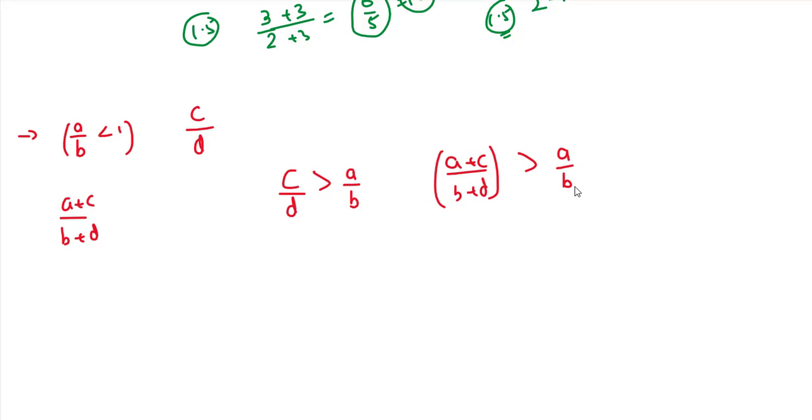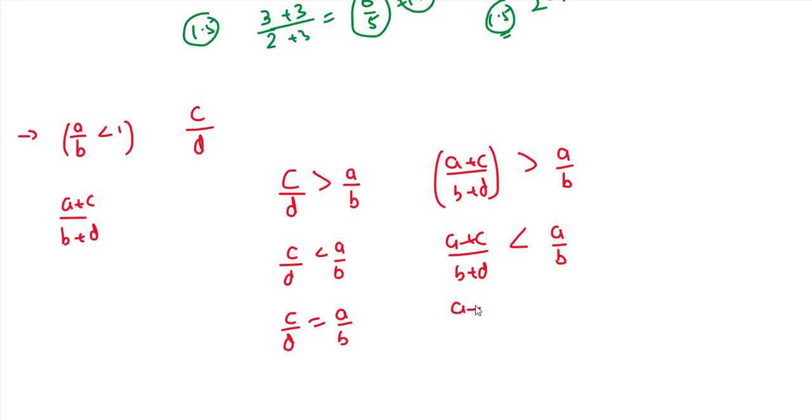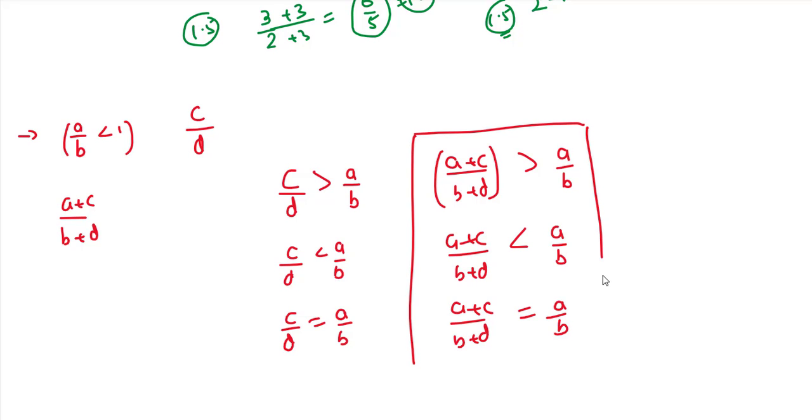This is only applicable in case of a proper fraction. Likewise, if C by D is less than A by B, then the new ratio A plus C upon B plus D will also be less than A by B. If C by D is equal to A by B, then the ratio A plus C upon B plus D will also be equal to A by B. Please remember these rules. These are very basic and simple rules. They will help you in solving problems.